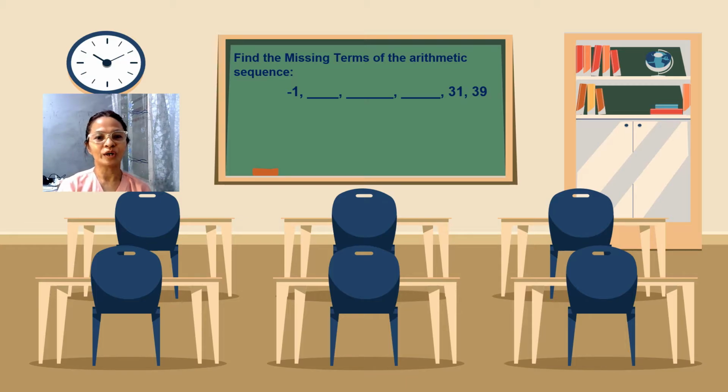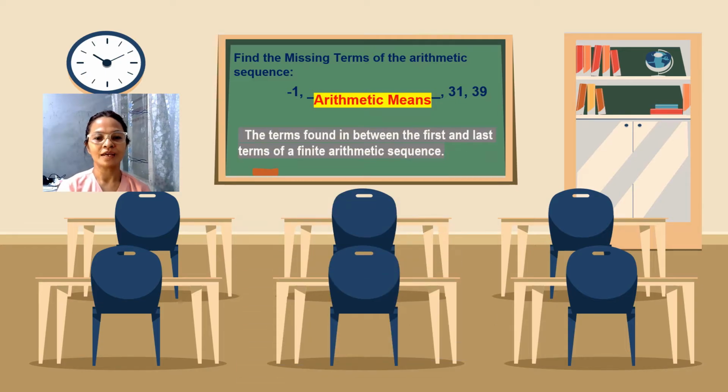The missing terms are also called arithmetic means. When we say arithmetic means, these are the terms found in between the first and the last terms of a finite arithmetic sequence. In this arithmetic sequence, our arithmetic means are 7, 15, and 23.